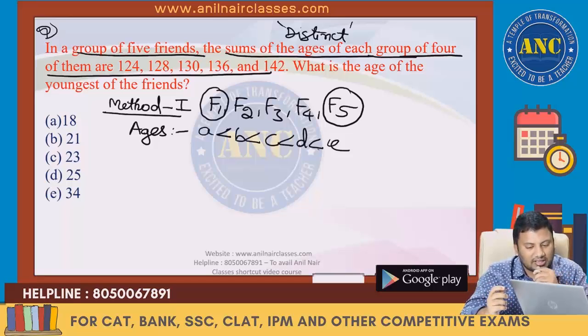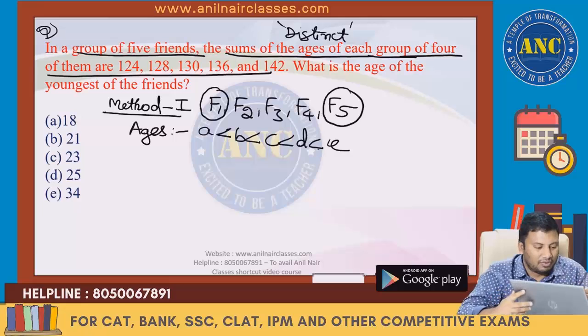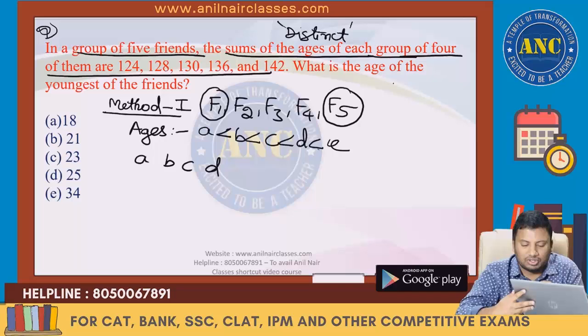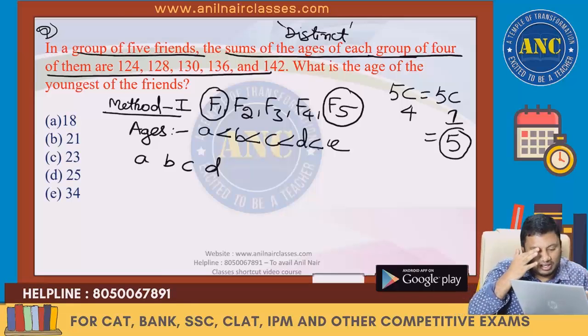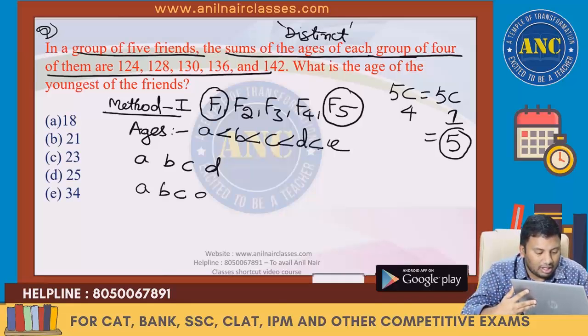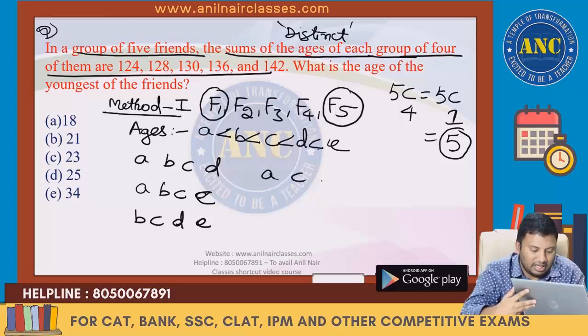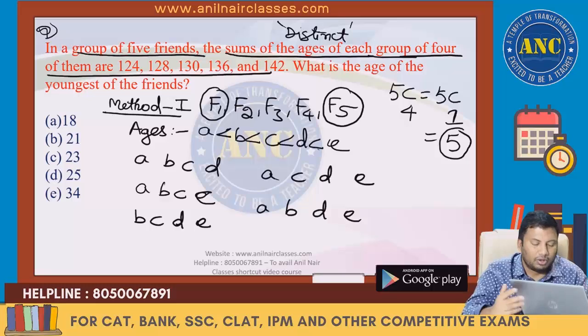Sum of the ages of each group of 4 of them. Out of 5 I have to select 4, so 5C4 is 5. I will get 5 sums. What are the 5 sums? A, B, C, D; A, B, C, E; B, C, D, E; next one, A, C, D, E; A, B, D, E. I hope that is clear, right?